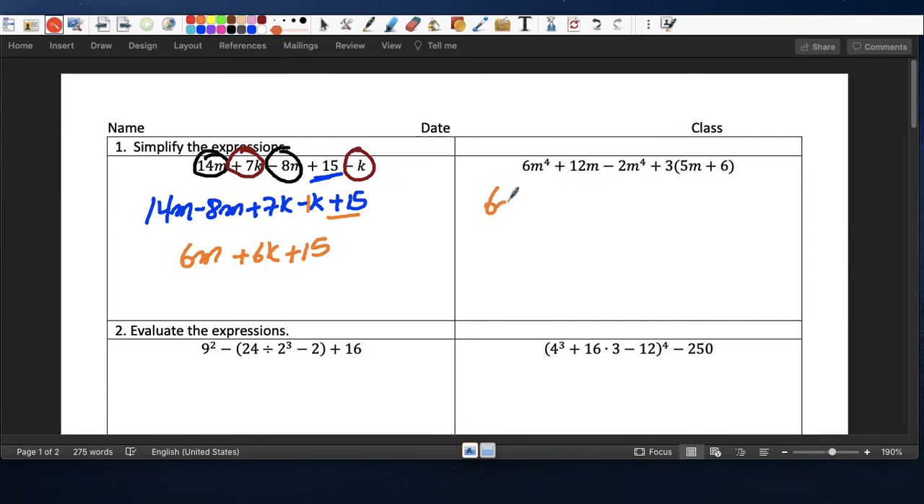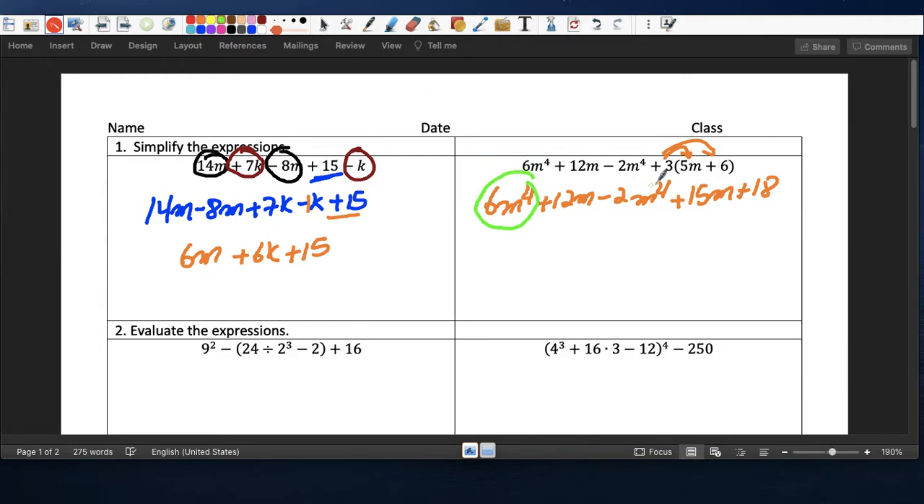So copy, copy, copy, and then I'm going to see the combo, right? So 3 of 15 is going to give me 15m, and 3 of 6 is going to give me 18, right? So now I'm ready to do the circles and all the triangles.